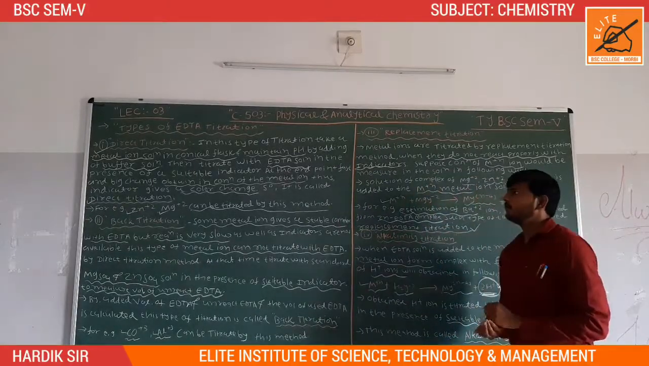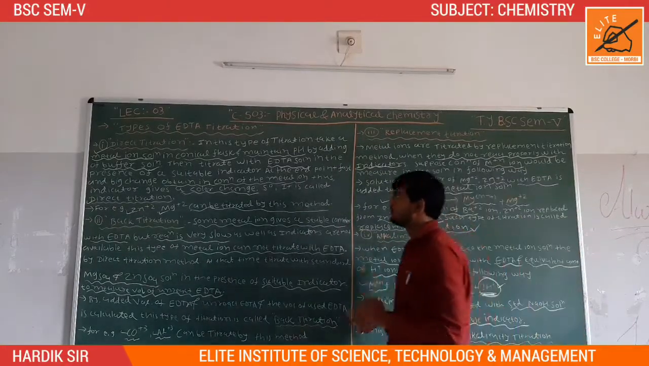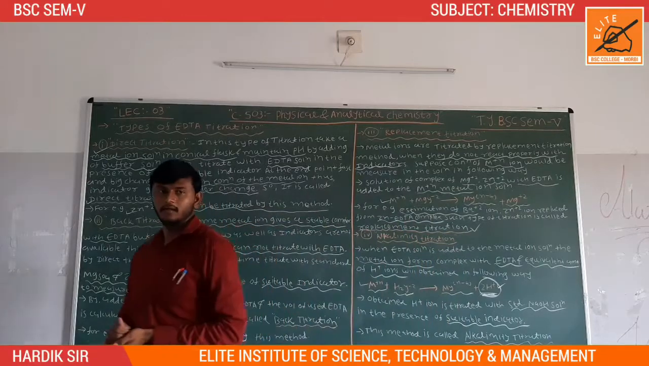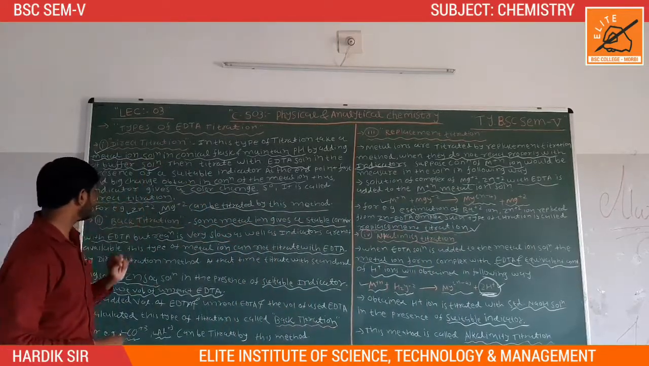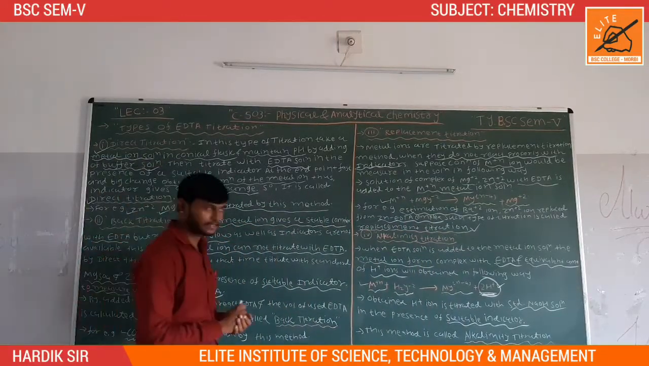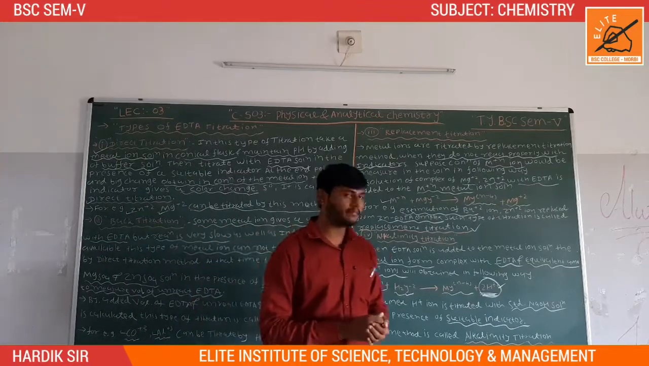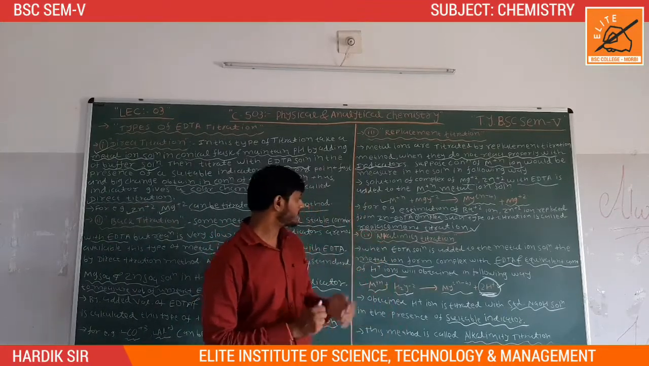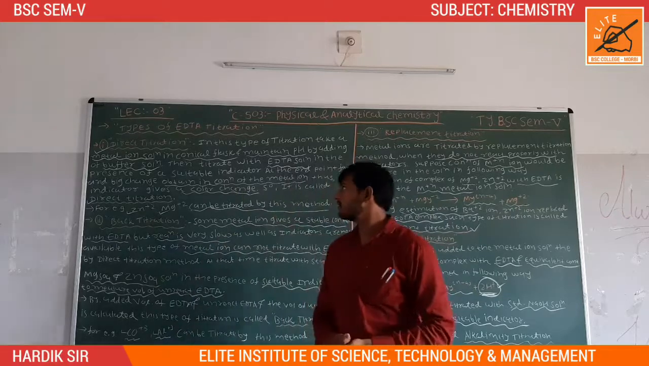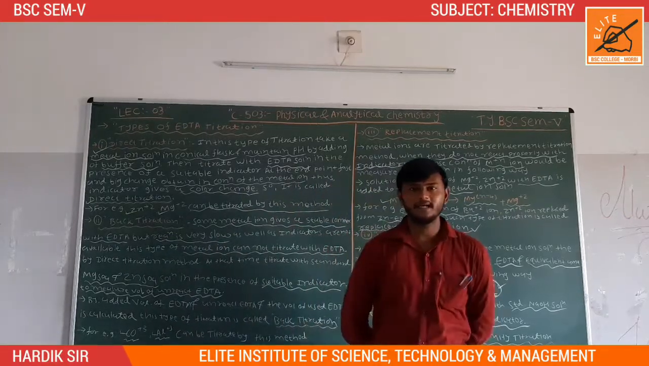So we have learned about the types of EDTA titration. The first method is the direct titration method, the second is the back titration method, the third is the replacement titration method, and the fourth is the alkalimetric titration method. These are the types of EDTA titration.